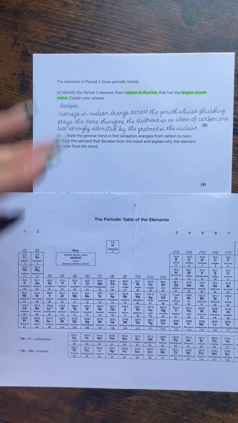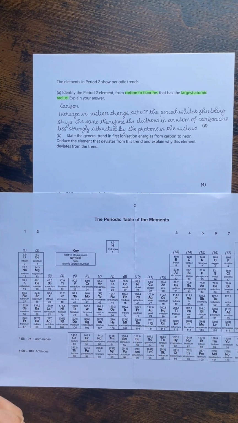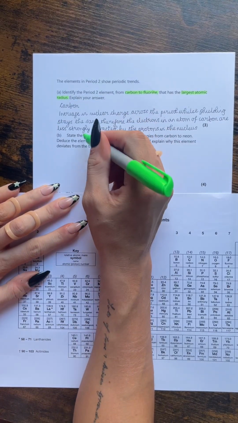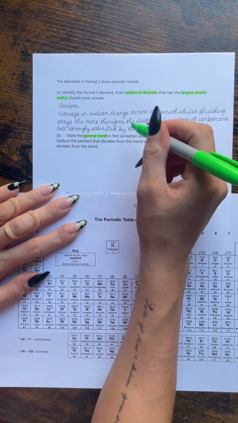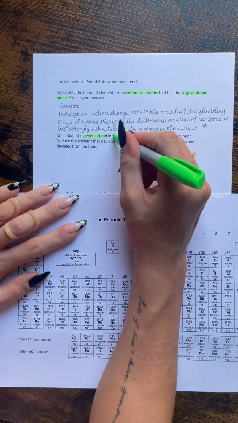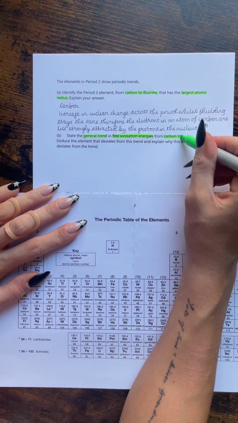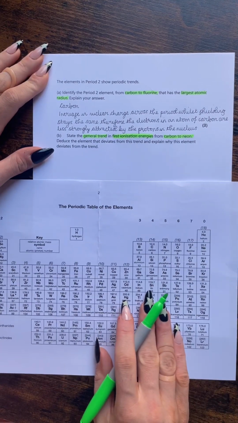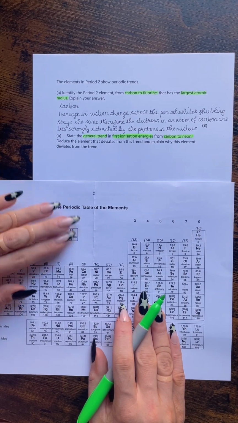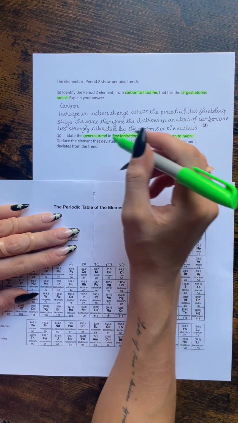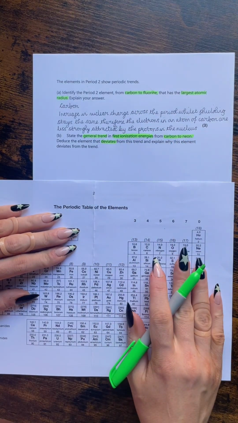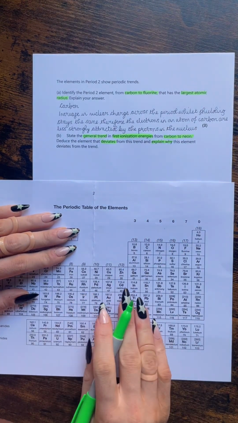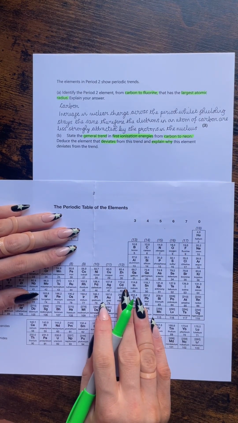Okay, so that's the first question. Second question, again, a bit of a longer answer question here. We've got to do some explaining. So first of all, we have to state the general trend in first ionization energies from carbon to neon. So we're adding neon on as an extra element this time. So that's the first thing we have to do. Then we have to deduce the element that deviates from this trend, so find the anomaly, and then we have to explain why this particular element will deviate from the trend.